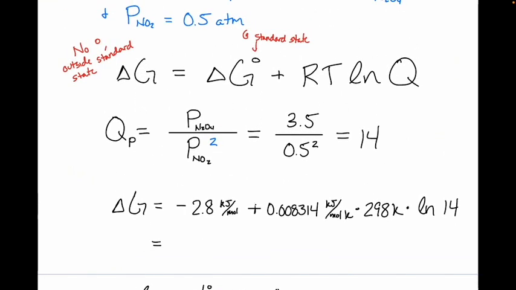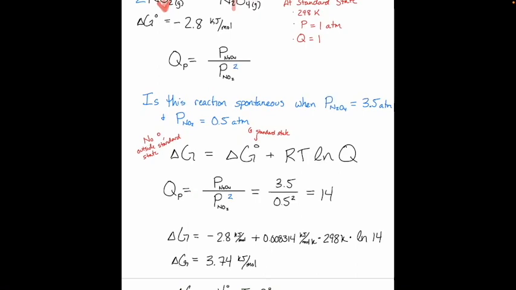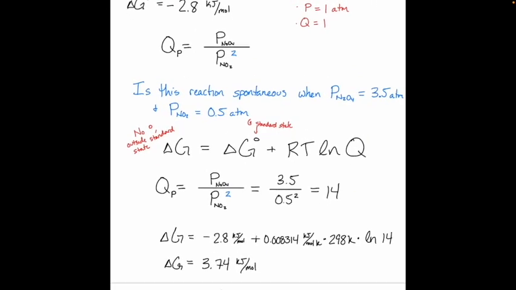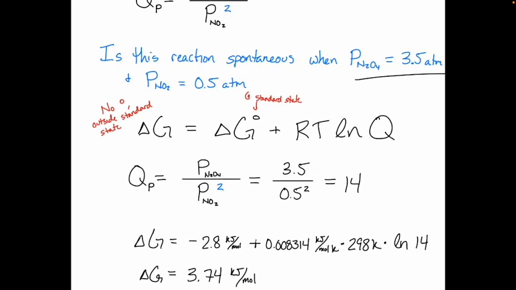And we punch that all into our calculator. We get 3.74 kilojoules per mole. So this is now our delta G for these conditions where we're outside of standard state, right? We're no longer at a pressure of 1 atm for both of our gases. We are outside of standard state. Our product was 3.5 and our reactant was 0.5 atm.